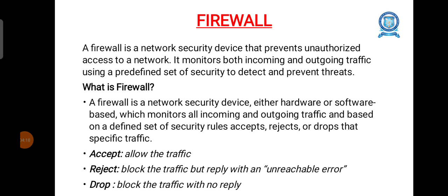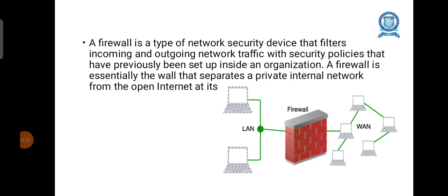Accept means it will allow the traffic. Reject means block the traffic but reply with an unreachable error. Drop means block the traffic with no reply. So the firewall will filter the incoming and outgoing network traffic with security policies that have previously been set up inside an organization. It is essentially a wall. It acts as a wall that separates a private internal network from the open internet.